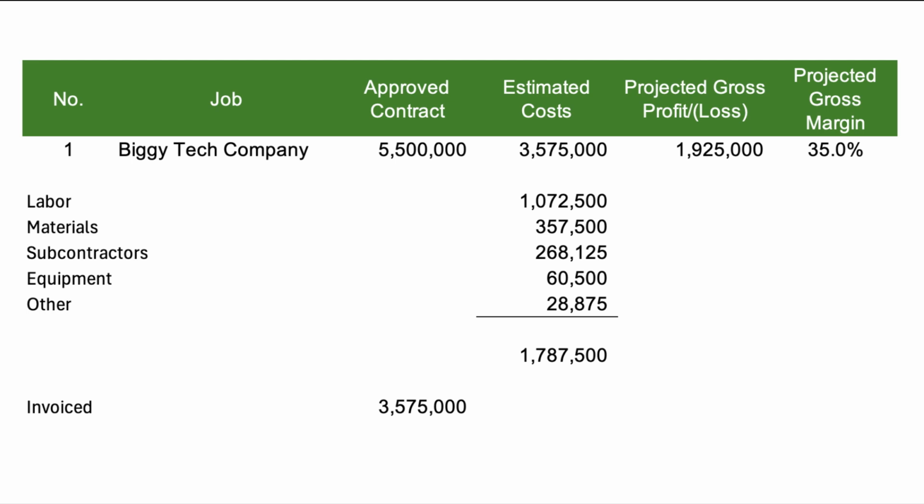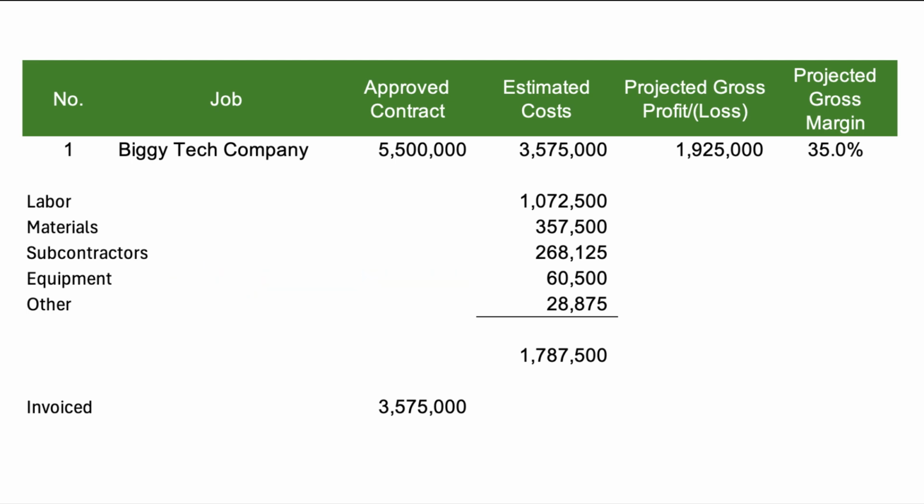Labor at $1,072,500, materials $357,500, subcontractors $268,125, equipment $60,500, other costs $28,875. So the total costs to date are $1,787,500. We have invoiced our customer for the work completed so far, which amounts to $3,757,000.